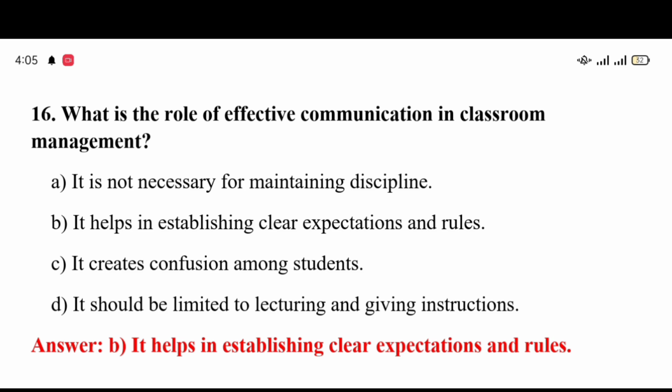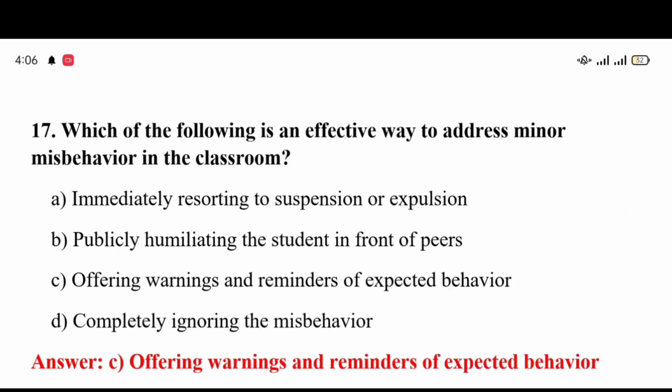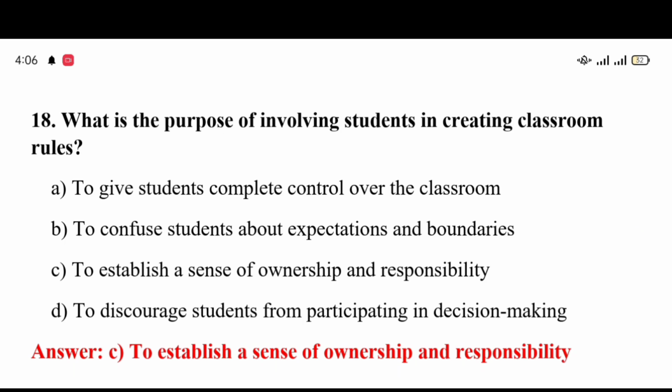Question number 16. What is the role of effective communication in classroom management? Answer: it helps in establishing clear expectations and rules. Question number 17. Which of the following is an effective way to address minor misbehavior in the classroom? Answer: offering warnings and reminders of expected behavior. Question number 18. What is the purpose of involving students in creating classroom rules? Answer: to establish a sense of ownership and responsibility.